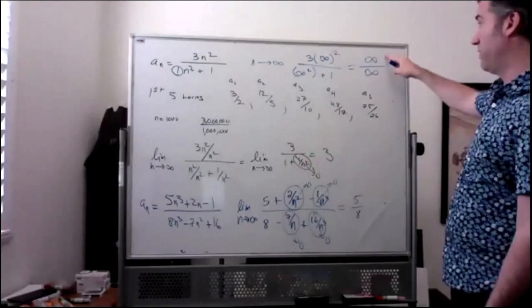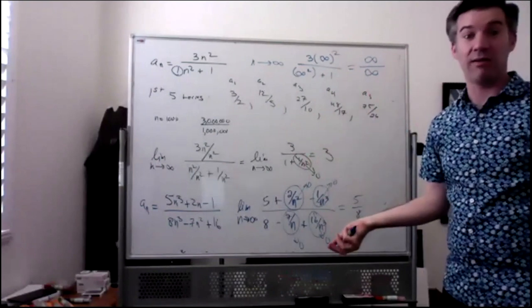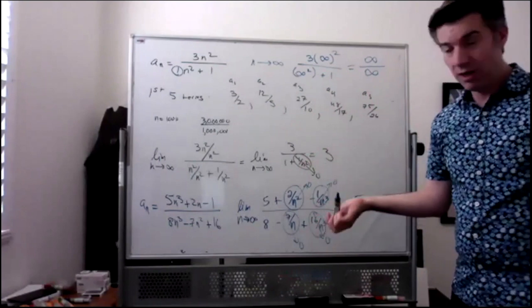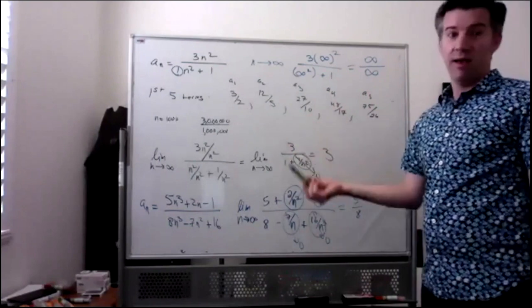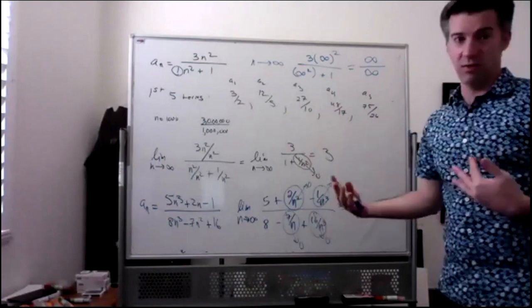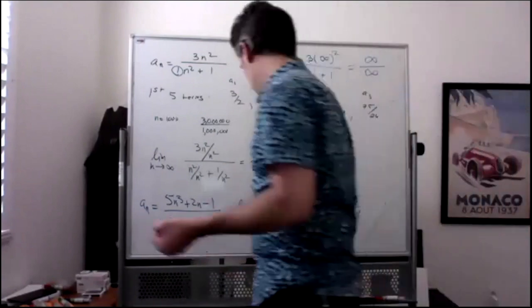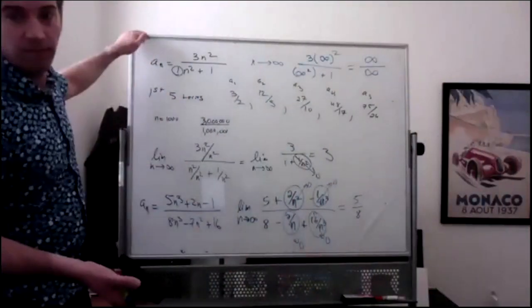I don't know if this infinity is bigger than that infinity, or if this one's bigger, or if they're about the same, or if one of them is exactly 3 times larger than the other one. So this process of dividing by the highest power of n in the denominator allows us to simplify this in a way that we can actually tell what the limit's supposed to be. Okay, so let's look at another example.